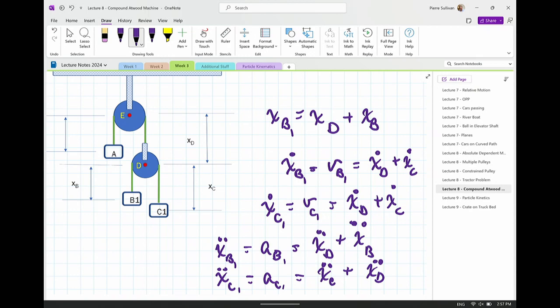Go ahead. For the first derivative of xb1, is it supposed to be x? It should be xb, or x dot b.